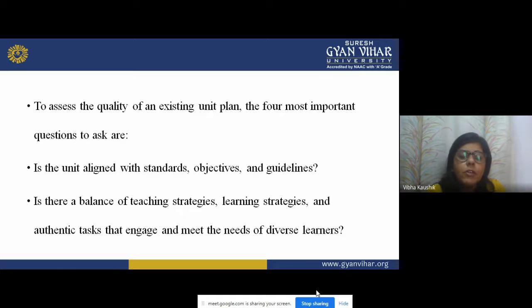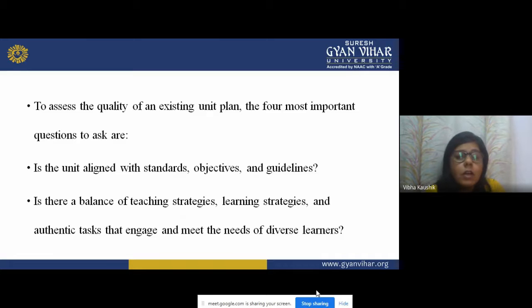To assess the quality of an existing unit plan, the four most important questions to ask are, when we are assessing, when we are judging, when we are evaluating the quality of an existing unit plan, which means the plan that has been made. We have to ask the four important questions when we are assessing, when we are evaluating the existing unit plan.